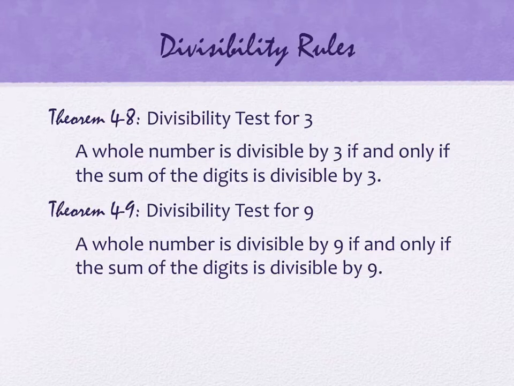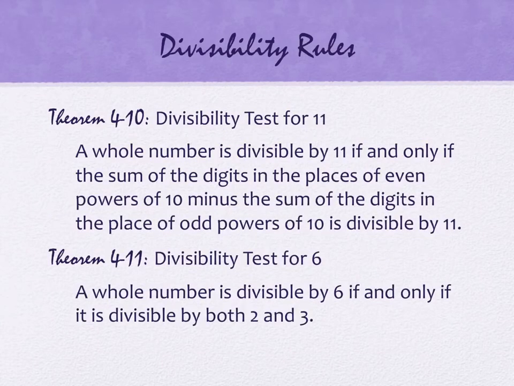Okay, so I'm just going to flip the screen so you can write down the divisibility rule for 11, because there's no good way to write it or to say it, but it's not hard to do. Just write down what's there and then I'll explain with an example. A whole number is divisible by 11 if and only if the sum of the digits in the places of even powers of 10 minus the sum of the digits in the places of odd powers of 10 is divisible by 11. That's as good as it gets on a description.